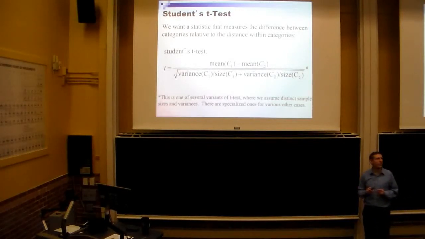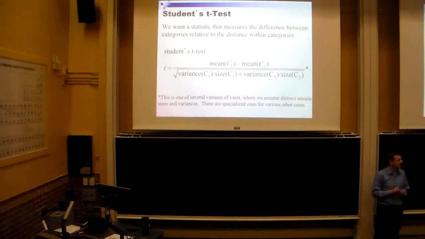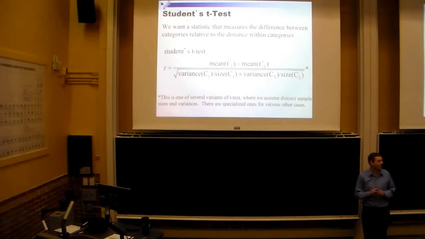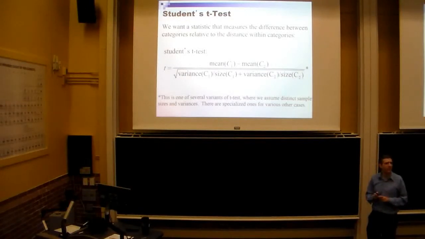So does this make sense to everyone? The size just refers to how many data points there are. Yeah, so the size here is just the number of data points in each of the two categories. Okay, any other questions?